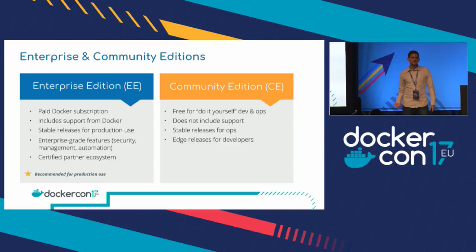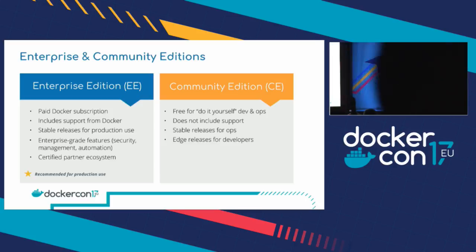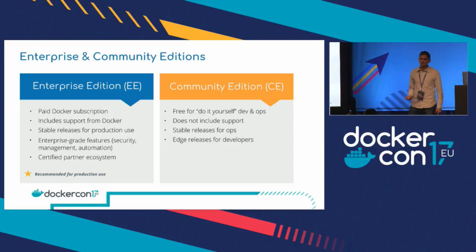So let's start with a quick overview of what the Docker editions are. We have 2 major types of editions at Docker. We have Community Edition and Enterprise Edition. Community Edition, or CE, is the free do-it-yourself option for both developers and ops. It doesn't include support, but it includes stable releases for operations folks, as well as monthly edge releases for developers who want to test out new features.